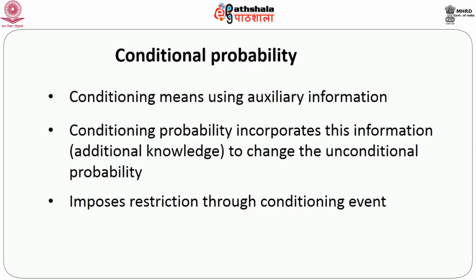So, we can think of imposing this additional information, or conditioning on a particular event, as imposing some restriction through the conditioning event. That is quite natural, because it actually changes the unconditional probability of that particular event. The idea is that conditioning gives us more, or prior, information, and the question is how to incorporate that prior information into the probability of a particular event.